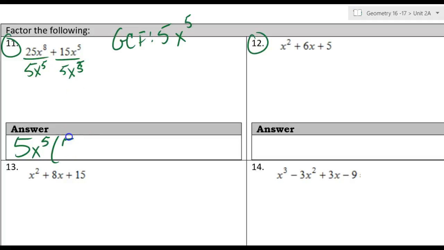25 divided by 5 is 5. X to the 8th divided by x to the 5th, I subtract those exponents, I get x to the 3rd. Plus 15 divided by 5 is 3. X to the 5th over x to the 5th cancel away. I'm just left with this. And this is my factored answer for this polynomial.